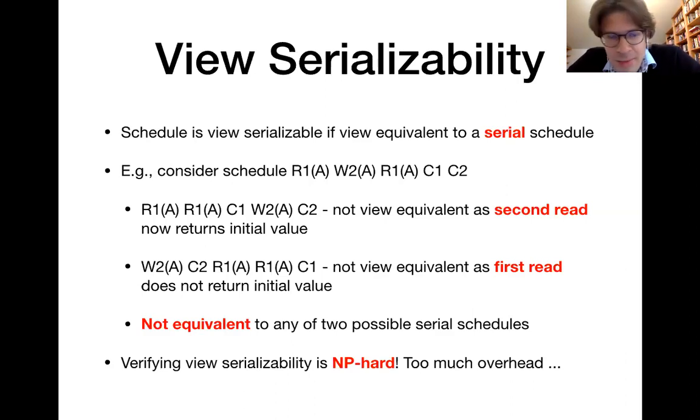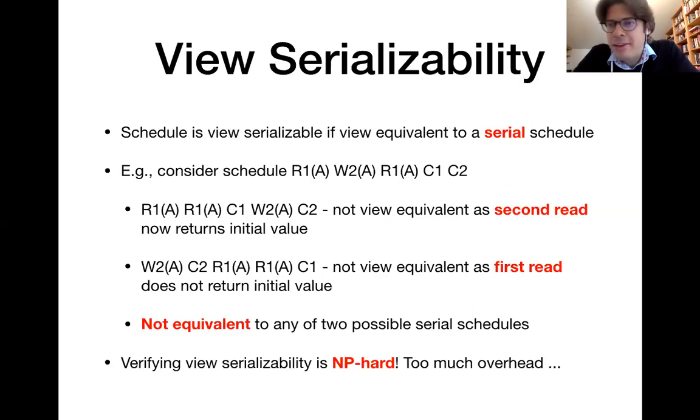In the other case, where we execute the second transaction first, both reads of A by the first transaction read the value written by the second transaction, but none of them reads the initial value. And in the schedule that we are comparing against, one of those two read operations reads the initial value of object A. And because we cannot find any serial schedule that is view equivalent with the schedule that we are analyzing, this schedule is not view serializable.